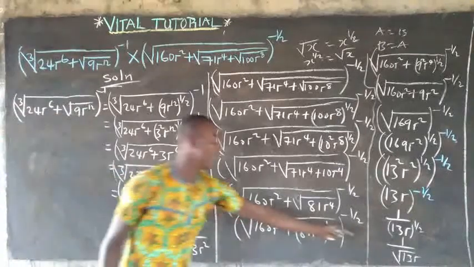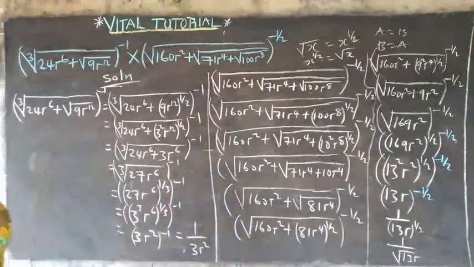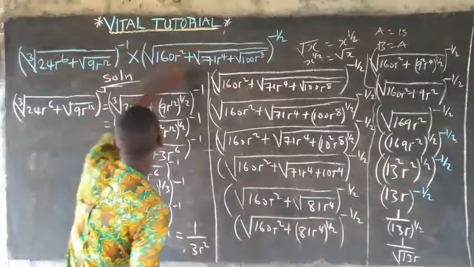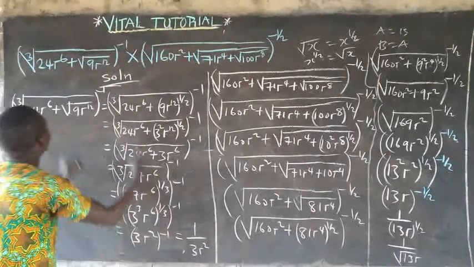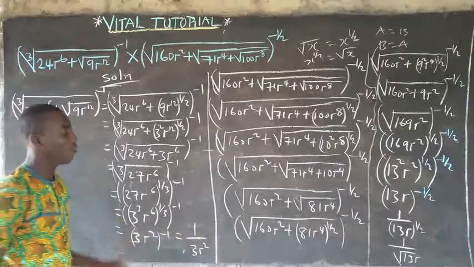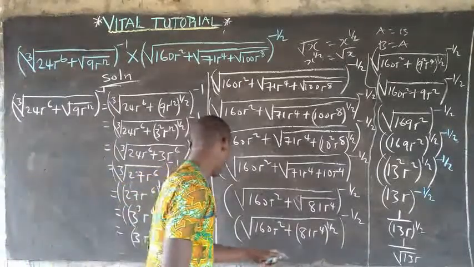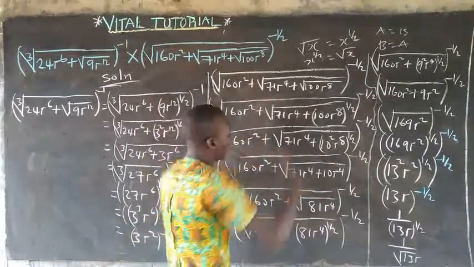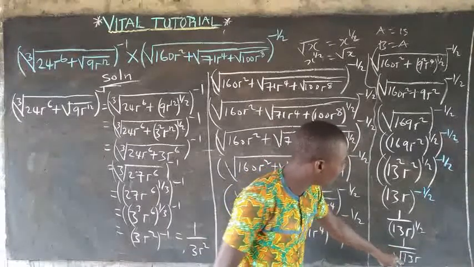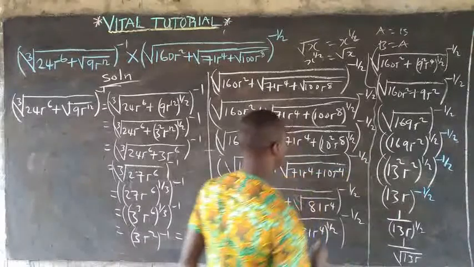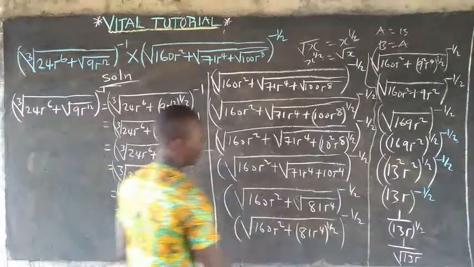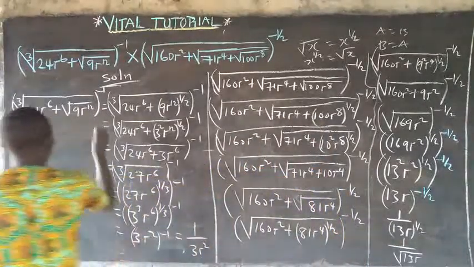So this is where we will end this. And as you can see, we are not done with the question. The question says multiply this by this, but we have just simplified this. When we simplify this, it gave us 1 all over 3r square. And when we simplify everything here, it gives us 1 all over the square root of 13r. So for us to complete the question, we will multiply this by this.